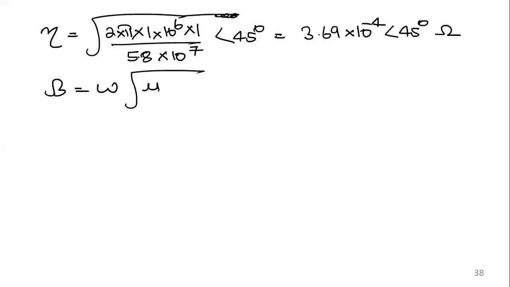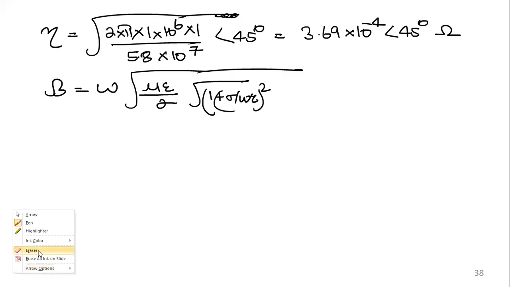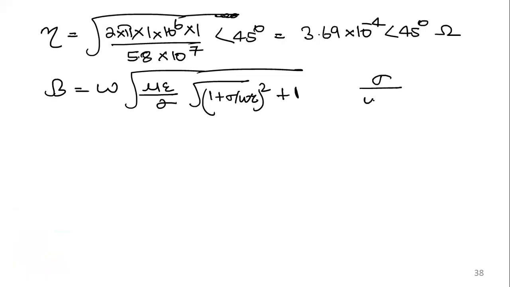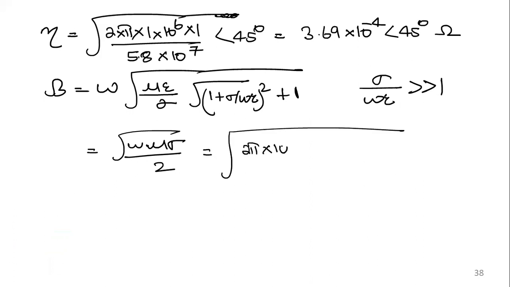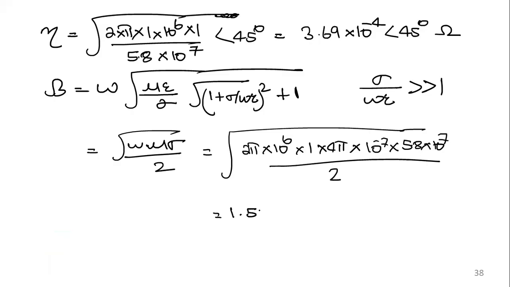Beta is omega into root of mu epsilon by 2 into root of 1 plus, sigma by omega epsilon the whole square, plus 1. One should be inside. And you know that for a good conductor, sigma by omega epsilon is greater than 1. That means you can write root of the same expression, omega mu sigma by 2. Now you substitute everything here: 2 pi into 10 raised to 6 into 4 pi into 10 raised to minus 7 into 5.8 into 10 raised to 7, divided by 2. That is equal to 1.513 into 10 raised to 4 radian per meter.